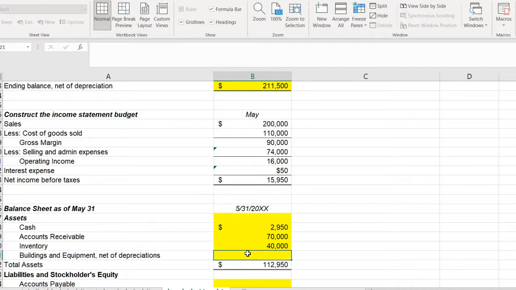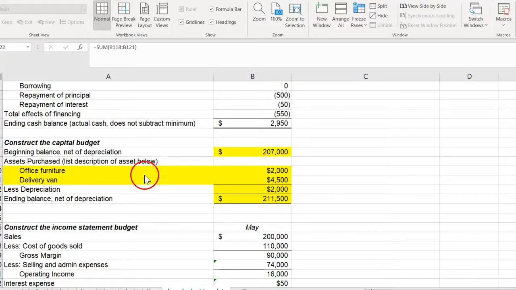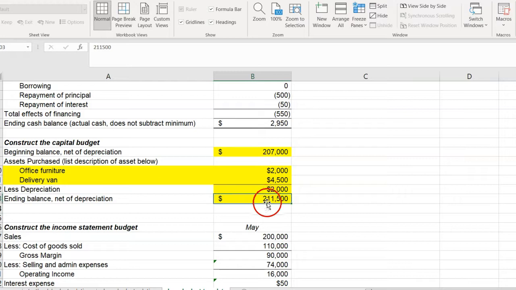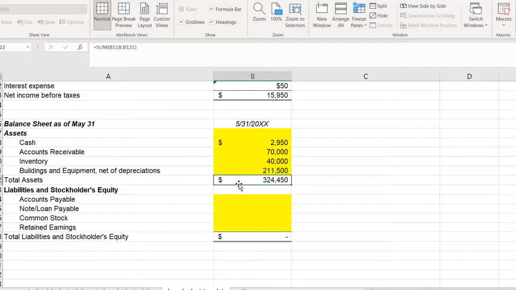Our ending building and equipment, or ending capital assets, will be coming from our capital budget. So if this were a more complex capital budget, you could possibly have things in here that weren't fixed assets, so you would need to pick certain items out of it. However, we've got a fairly simple example, and honestly, many companies for a capital budget do just have physical assets, so long-term fixed assets. So if that's all we've got, then we're just going to use this ending balance here. So our assets total $324,450.